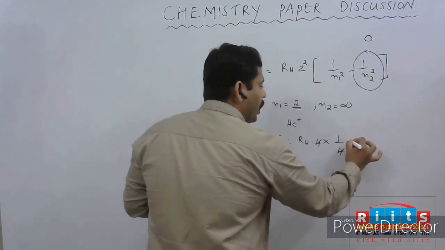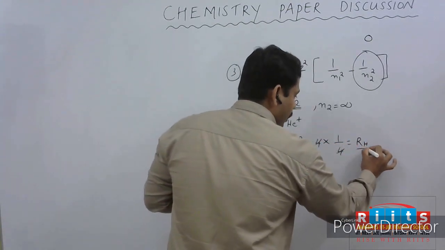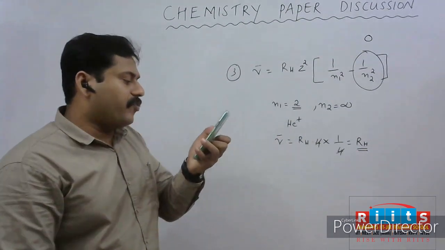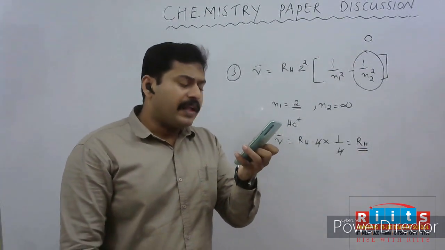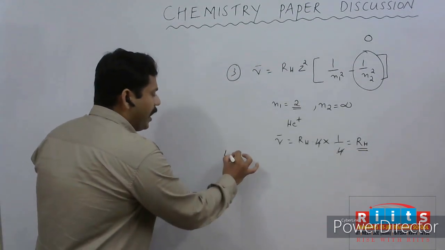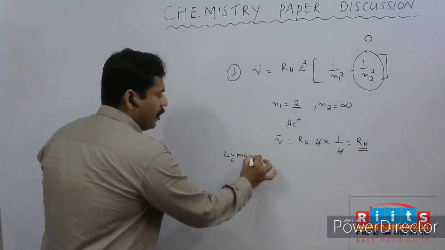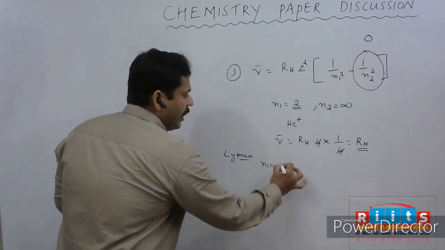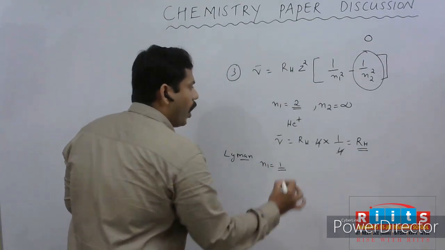So 4 into 4, you will get the RH. Correct? So we can go for the options there. So we can take the Lyman series of hydrogen atom, right? For Lyman series now, what is the value of N1? Lyman series now, N1 will be 1 only.